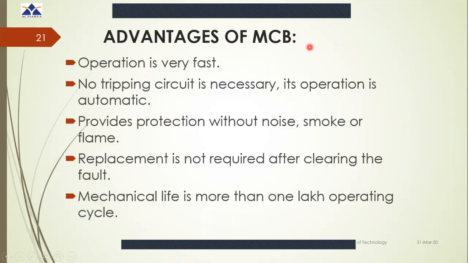Next, coming to the advantages of MCB, the operation is very fast, like in a few seconds or less than a few seconds. No tripping circuit is necessary. Its operation is automatic. Like you need not replace each time like in case of a fuse. Provides protection without noise, smoke or flame. Replacement is not required after clearing the fault. Mechanical life is more than 1 lakh operating cycles. So this is most reliable compared to a normal fuse.